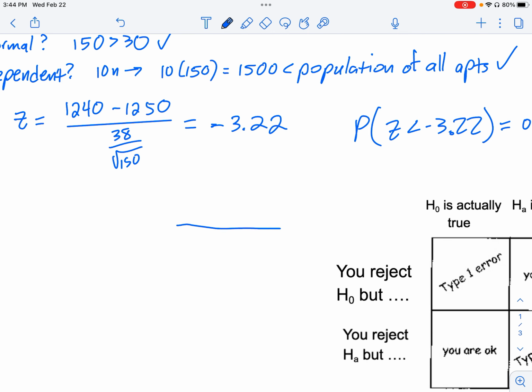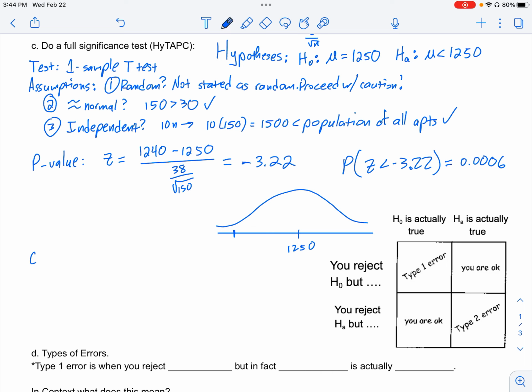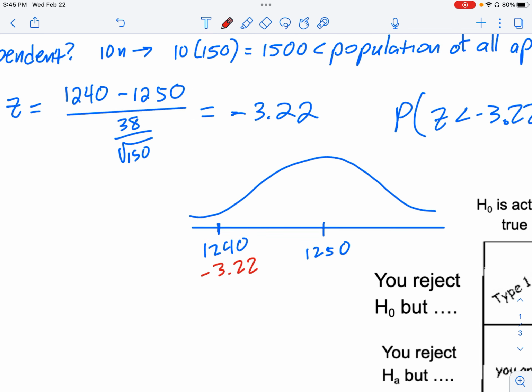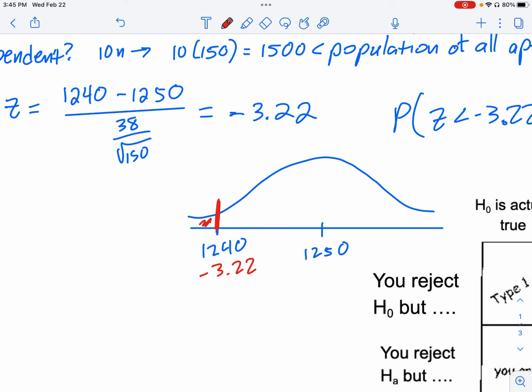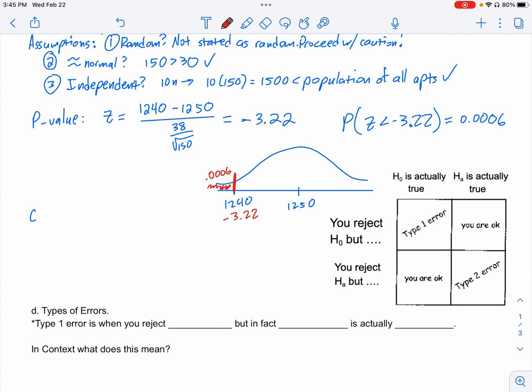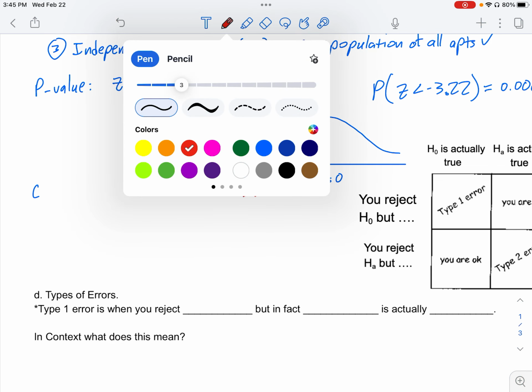As a quick little aside, what we've just done is we have modeled this with the normal curve. The null hypothesis is the center. We think 1250 is the average, and we're checking against that. We got a result of 1240, which it turns out is quite a ways down from here, because the z-score for it is negative 3.22. So the likelihood of an outcome this low or lower is 0.0006. Okay? If in fact 1250 is a true average, then getting a random sample like this will only happen this often, which is really low. So what do we do with that?